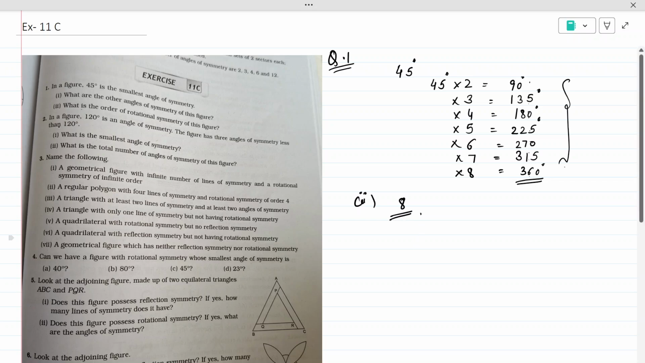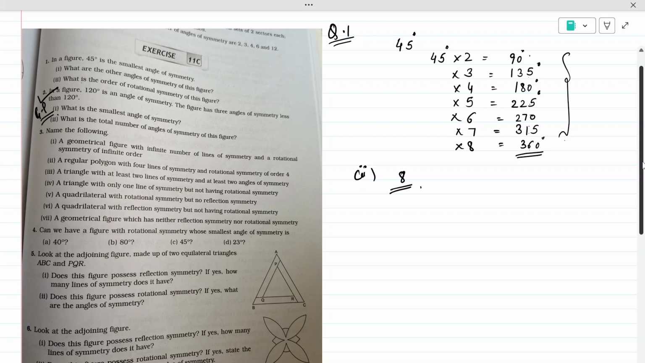Now, question number 2, in a figure 120 degrees is the angle of symmetry. The figure has, yes, so this is what we have already done in Ganit Prakash, so I am leaving it. Next, name the following: a geometrical figure with infinite number of lines of symmetry and rotational symmetry of infinite order. So kids, the figure which has infinite number of lines of symmetry and rotational symmetry of infinite order is nothing but a circle, right?